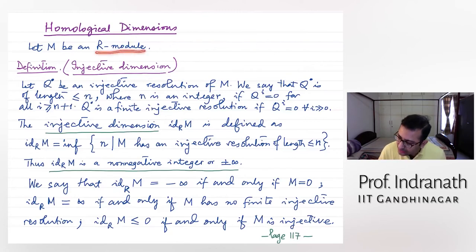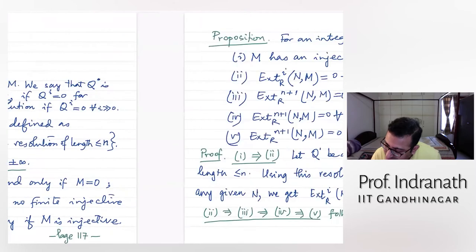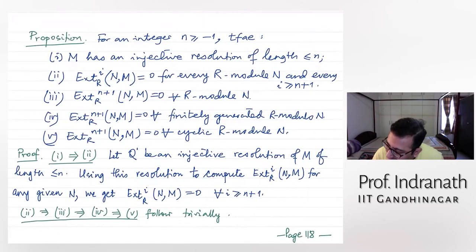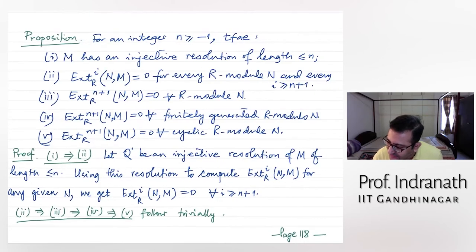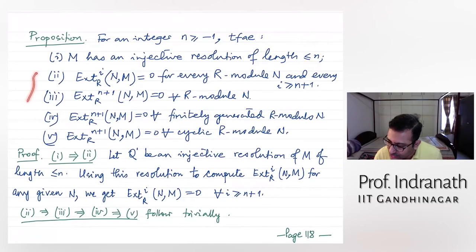Now, this is a proposition that we prove: the existence of an injective resolution of length less than or equal to n can be formulated in terms of vanishing of Ext modules. We saw that these derived functors are actually very, very useful stuff. Many a time, when you are using a projective resolution or an injective resolution, for proving some statements you actually use these derived functors and look at their vanishing, and that gives you a very good homological technique. So we proved that the existence of an injective resolution of length less than or equal to n amounts to one of these conditions, that is, vanishing of Ext.